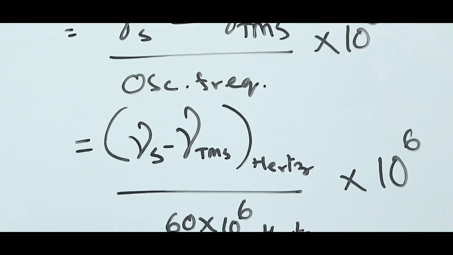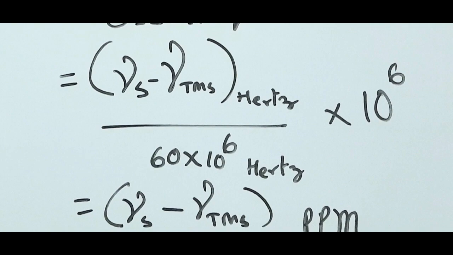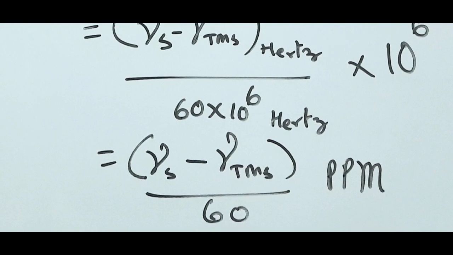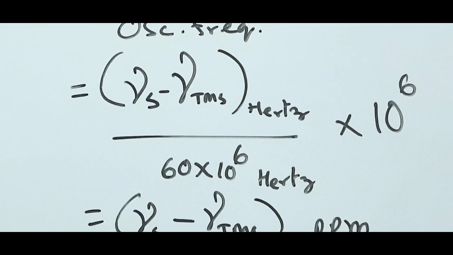The difference, frequency of the sample minus frequency of TMS, will be of a few hertz only, a few hundred hertz or less than 100 hertz. Suppose the difference between the sample and the TMS reference compound is 60 hertz, and you are using a 60 megahertz instrument, that is 60 into 10 to the power 6. Then the value will be a fraction, 60 divided by 60 into 10 to the power 6. Since we want the value as a whole number, we multiply it by 10 to the power 6 again.